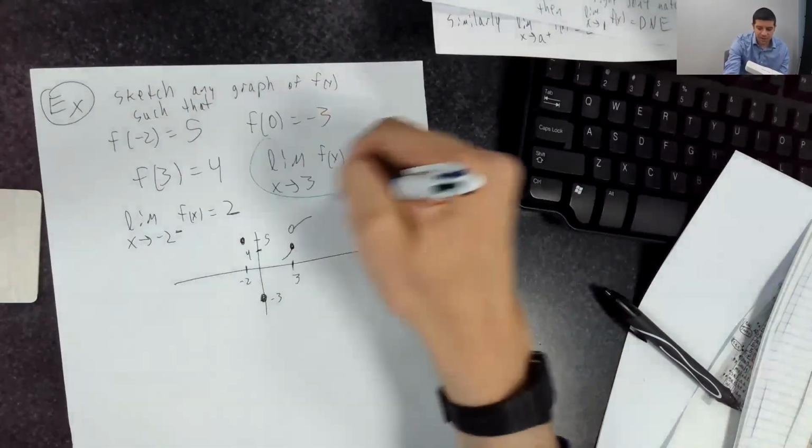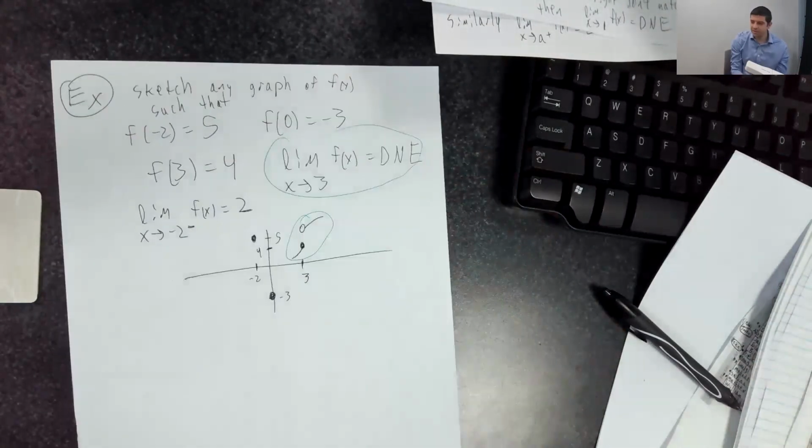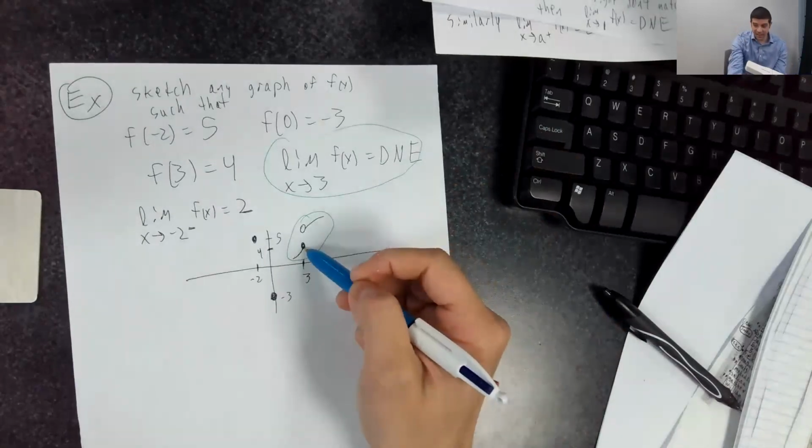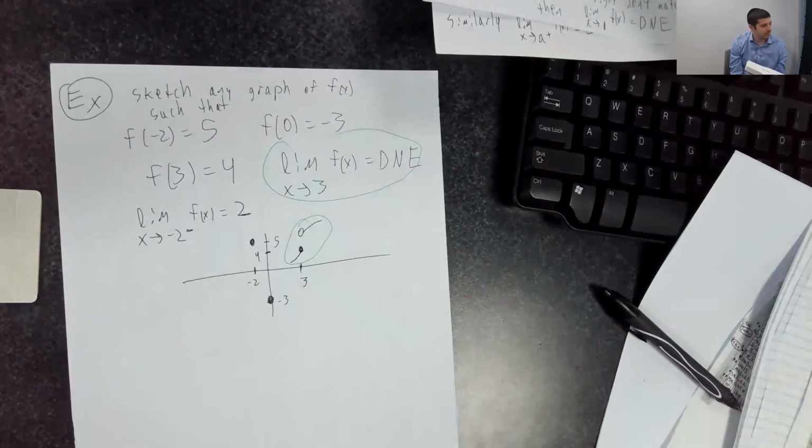Should I color code it? So this part matches that. Do you guys see that? You see how it's DNE? If I had them connected, it would not be DNE.